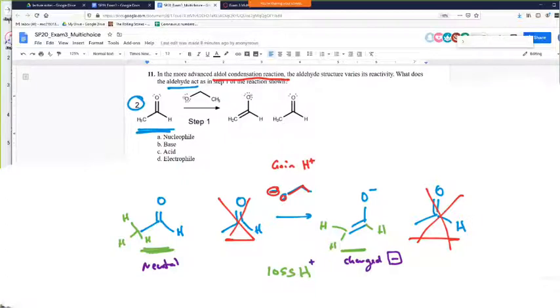Based off of our definitions, what kind of species loses H+, and what kind of species gains H+? The species that loses H+ would be an acid. A species that gains H+ would be a base. Which means if we're looking at the aldehyde, our answer here is the aldehyde acted as an acid. I'm mildly freaking out that the answer was identified as a base, but I honestly don't know. It should have been identified as an acid.